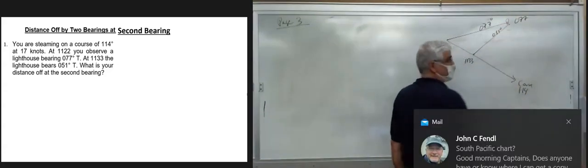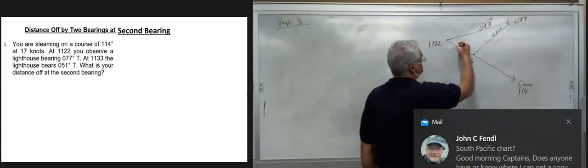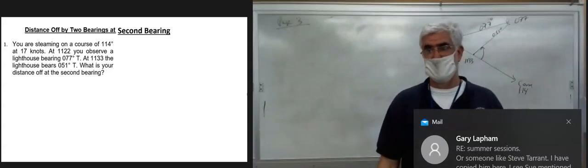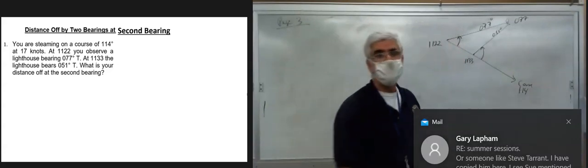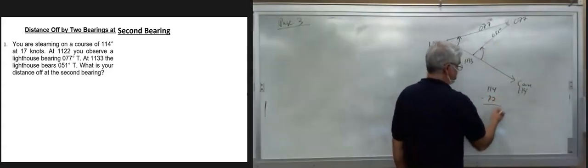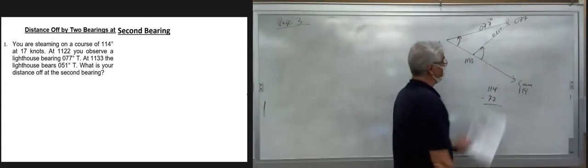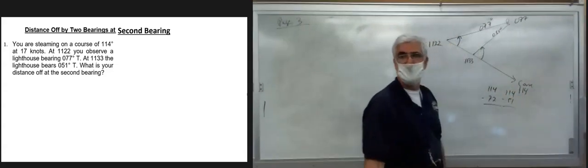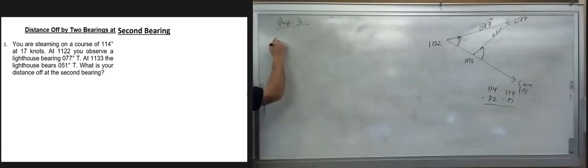Okay, got it? Cool. Now, this is my course. I had a bearing of 077, I had a bearing of 051. I need to calculate this angle and that angle. I need the relative bearings. How am I going to do that? I'm going to take 114 and subtract 77, and that's going to be the relative bearing for the first one. Then I'm going to take 114 and subtract 51, and that's going to be the relative bearing of the second one. Course, true bearing.